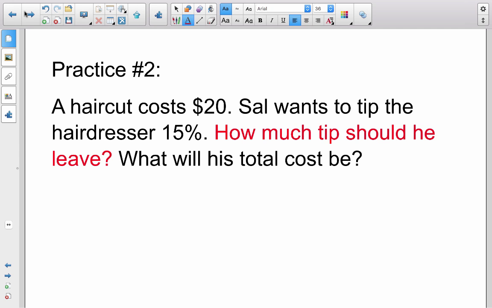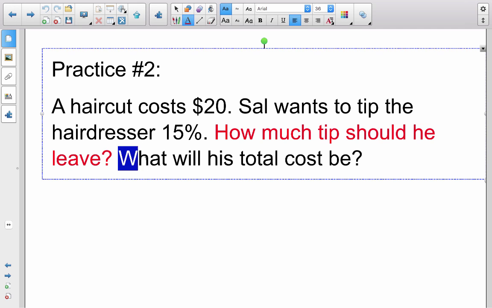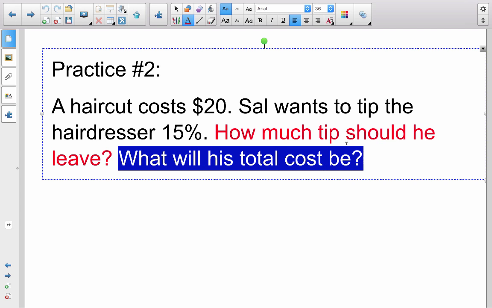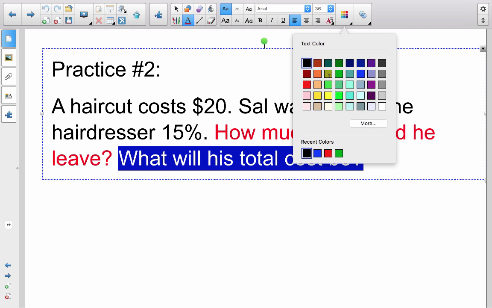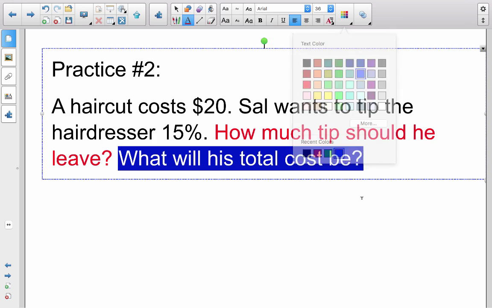So on your paper, in the right-hand column this time, number 2, practice. A haircut costs $20. Sal wants to tip the hairdresser 15%. How much tip should he leave? What will his total cost be? And I want you to notice that there's actually 2 questions in one here, so we have to make sure that we answer both of those questions.